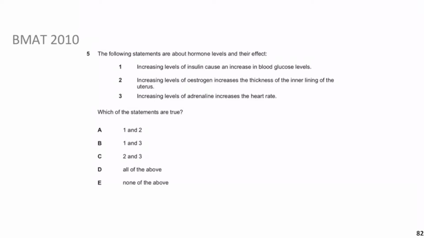It says increasing levels of insulin cause an increase in blood glucose level. That's obviously false, isn't it, guys? Because insulin acts when blood glucose levels are high, yes, but it acts to decrease the blood glucose levels, and that's obviously why you get a problem in diabetics when you don't have insulin. Their blood glucose levels are too high. So that one's wrong. Next, increased level of estrogen increases the thickness of the inner lining of the uterus.